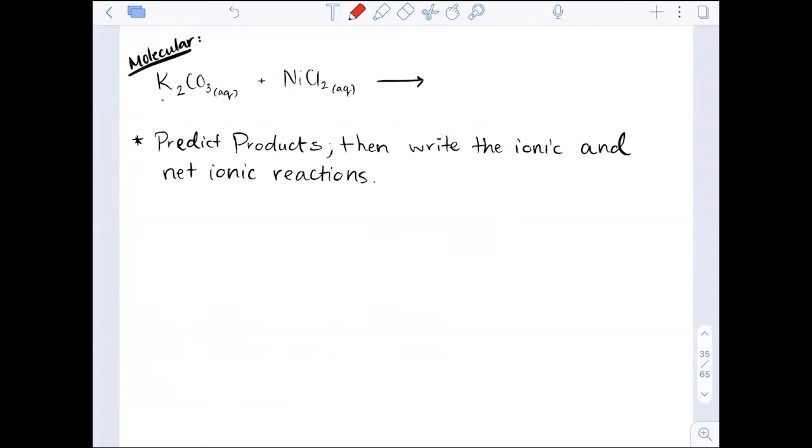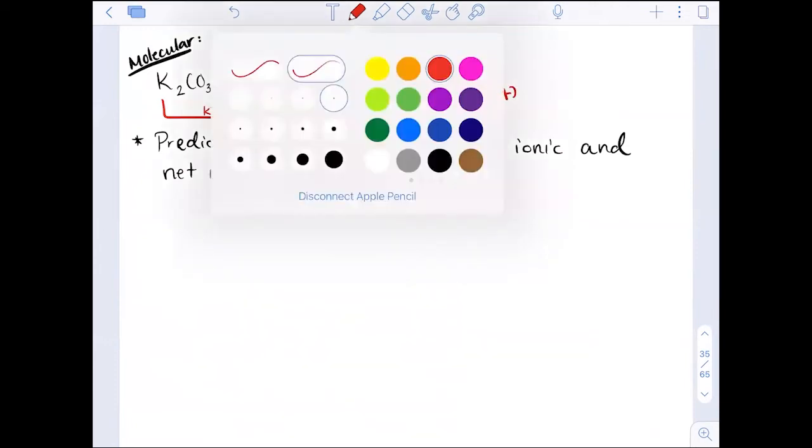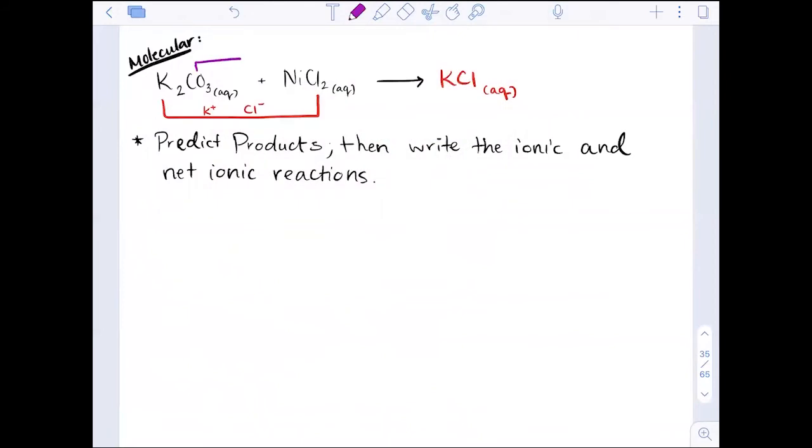All right, potassium +1, chlorine -1 will make KCl. I'm going to go ahead and say I know that that's aqueous because of the potassium. Carbonate and nickel, CO3 minus 2. Nickel here is a +2 charge. I knew that from the subscript of nickel 2 chloride.